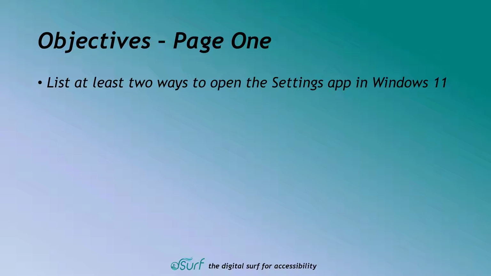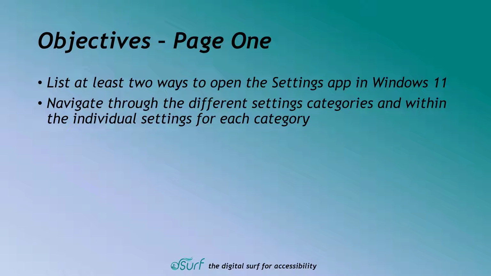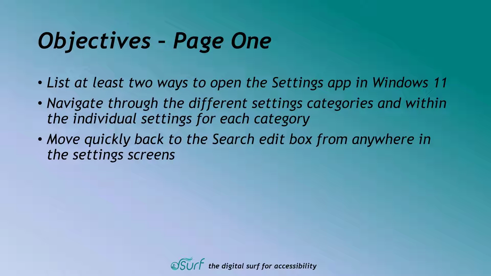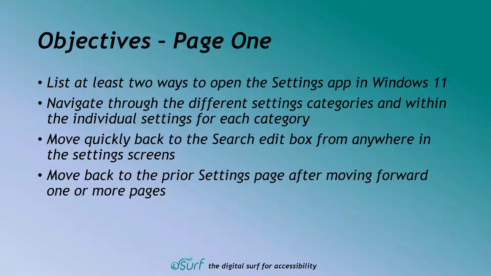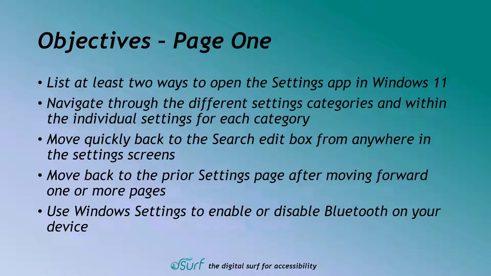List at least 2 ways to open the Settings app in Windows 11. Navigate through the different settings categories and within the individual settings for each category. Move quickly back to the Search Edit box from anywhere in the settings screens. Move back to the prior settings page after moving forward 1 or more pages. Use Windows settings to enable or disable Bluetooth on your device.